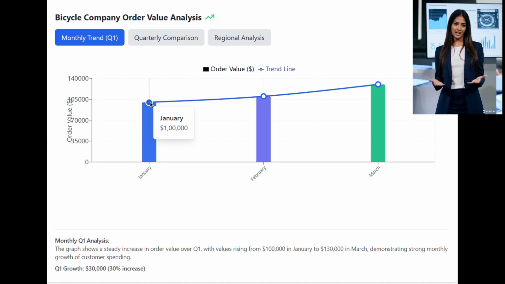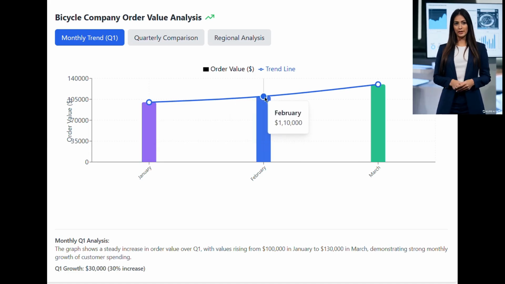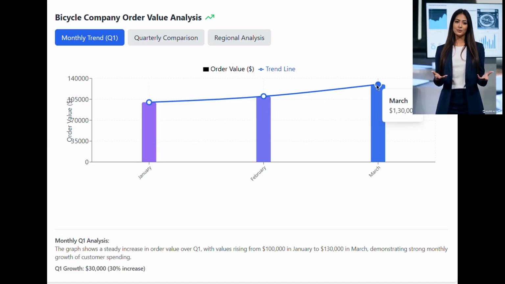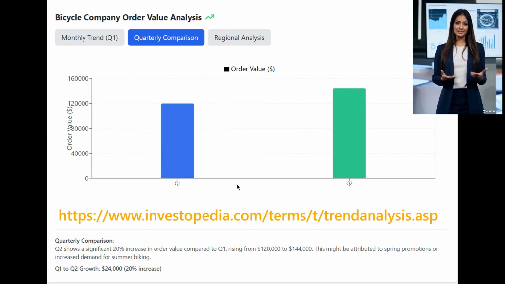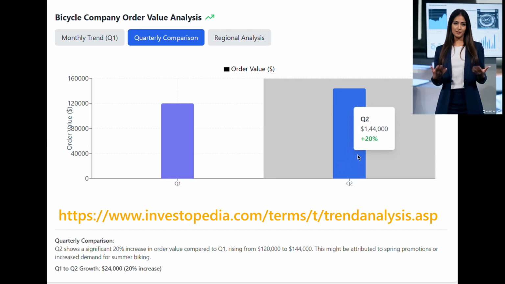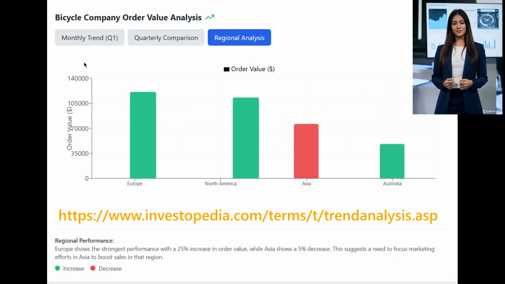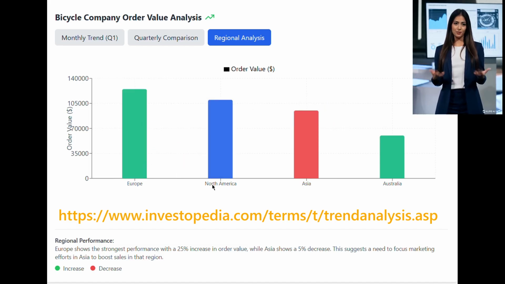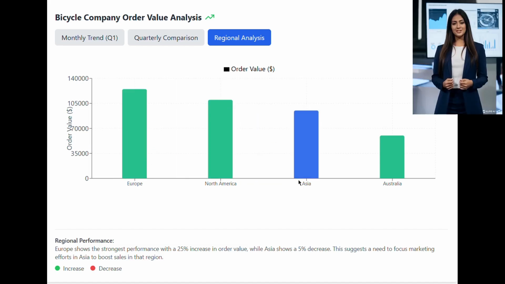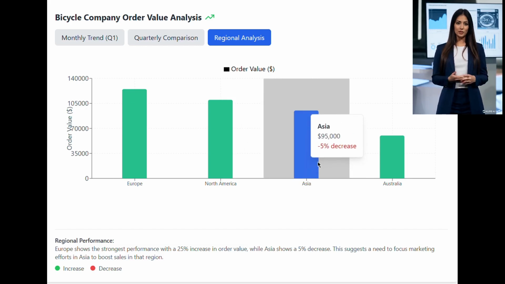For example, in our bicycle company, if January's total order value is $50,000 and February's is $60,000, plotting these points and connecting them with a line shows whether there's an upward trend. This approach is supported by general trend analysis practices, as seen in resources like Investopedia, which emphasize using historical data to predict future movements, applicable here to manufacturing sales.